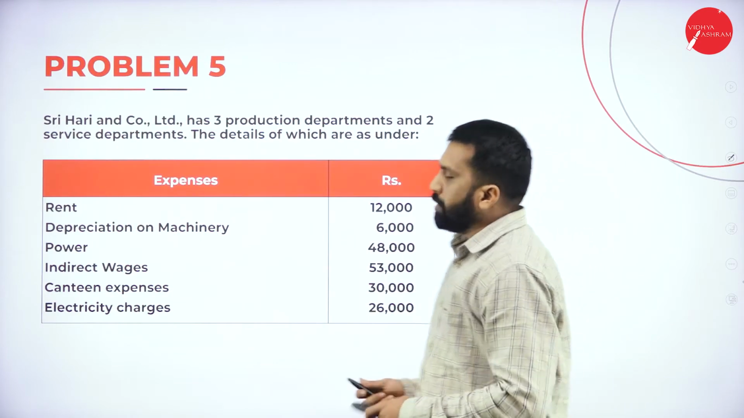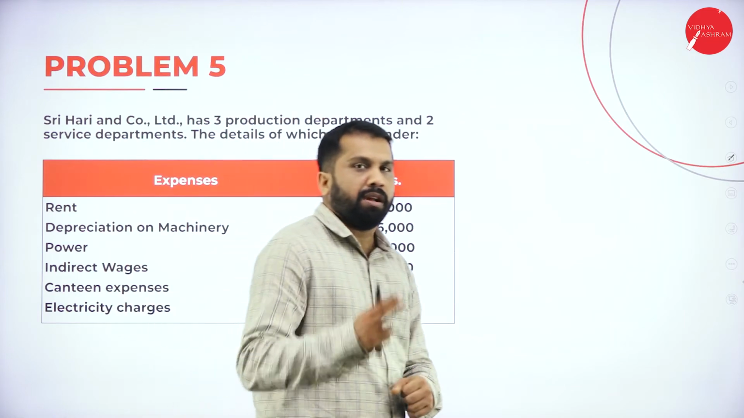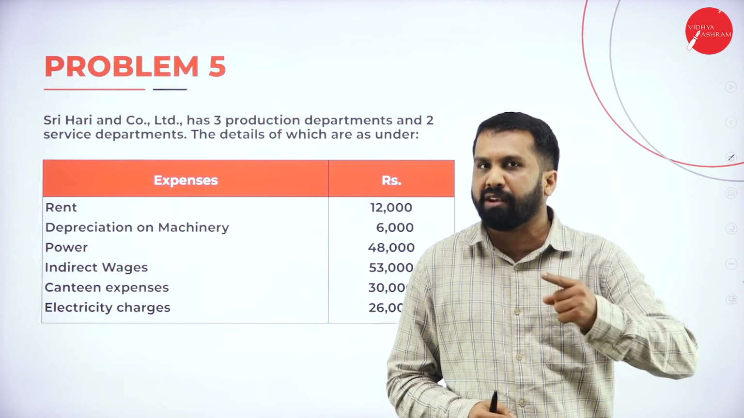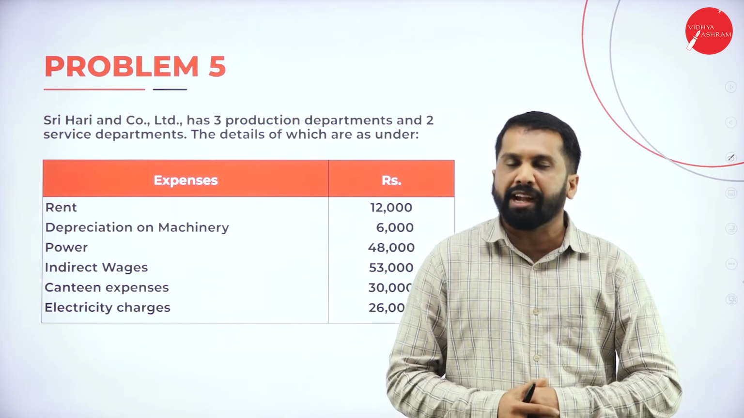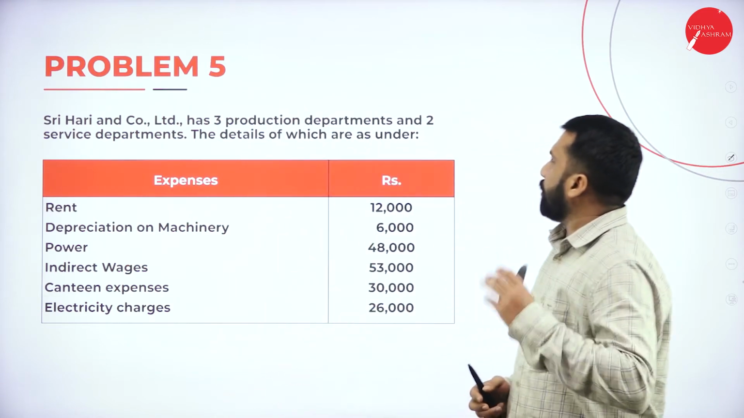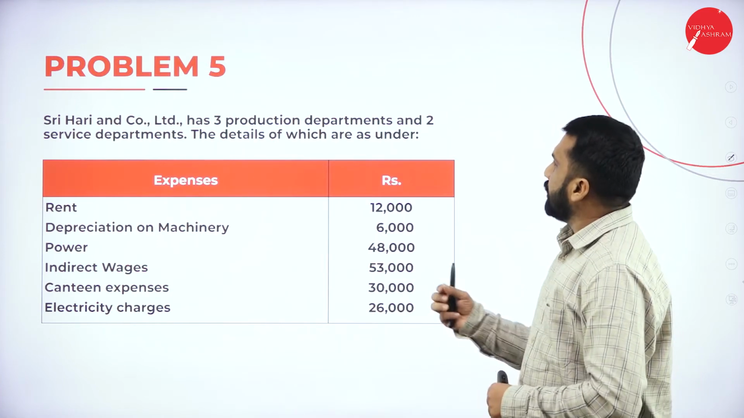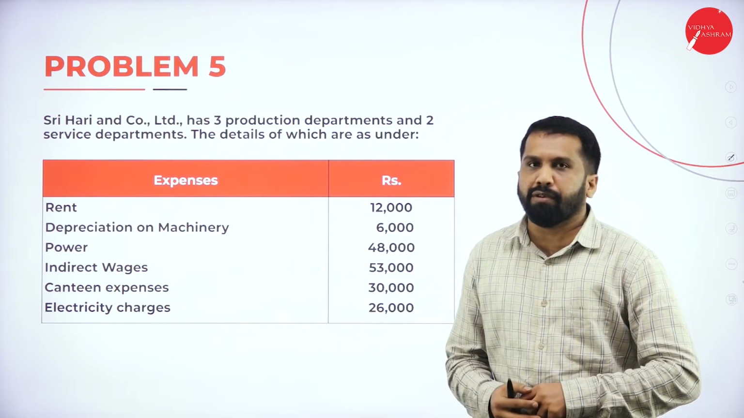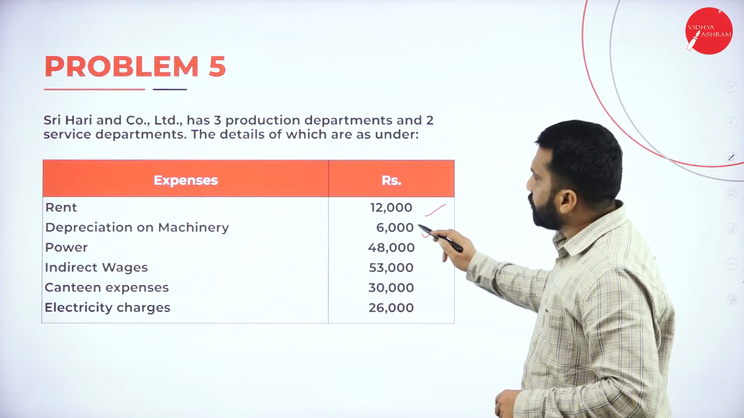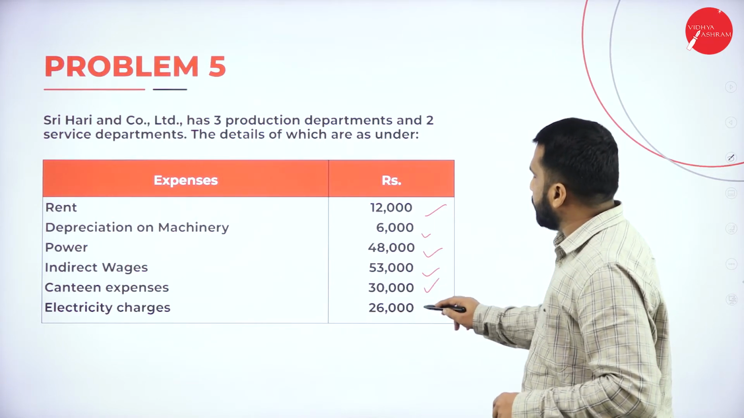Now we'll go for problem number 5. Problem number 5, I won't go into detail, I'll just explain the concept. You are only supposed to do the answer. I'll show you the answer also, just cross verify with your answer so that you will understand better. Now, Sri Hari and Company Limited has 3 production departments and 2 service departments. The details are as follows. As per this, you have rent of 12,000, depreciation of machinery, power, indirect wages, canteen expenses, electricity.